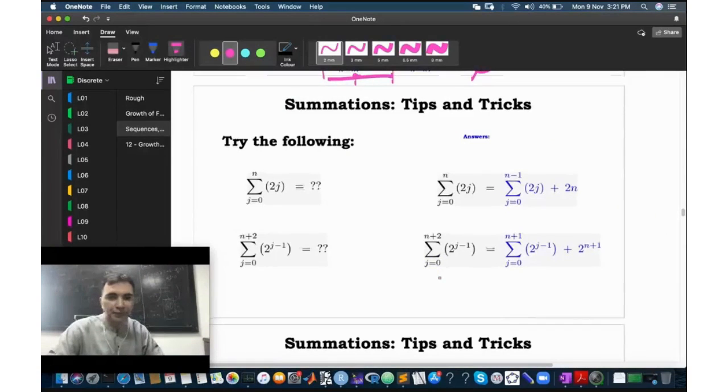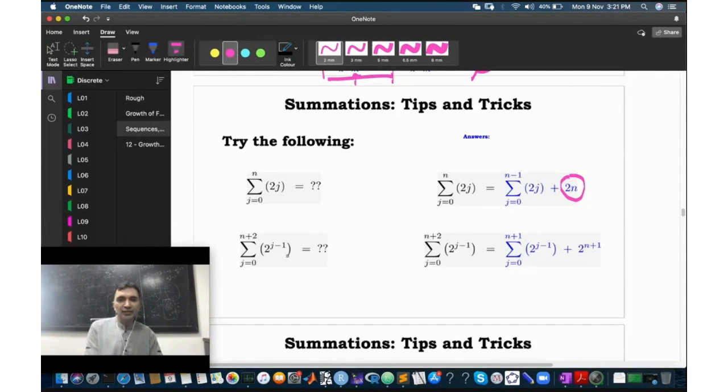So here's, for example, the sum of 2^j, where j goes from 0 to n. If you want to remove the last term, you would get 2^n out, and your sum would run from 0 to n minus 1. I'm not asking you to compute the sum. I'm just asking you how to remove the last term from the summation.